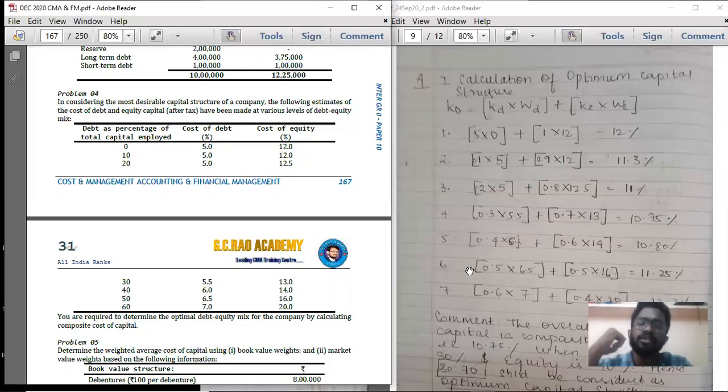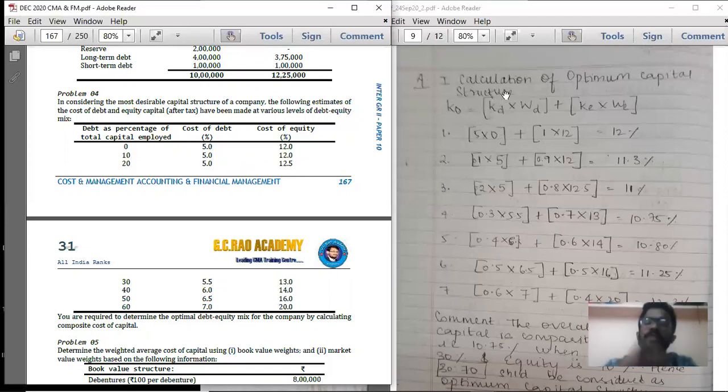KD means cost of debt, which is after tax cost of debt. You should always take after tax cost of debt. You should not take before tax cost of debt. If they have given before tax, deduct interest tax, that is, pre-tax cost of debt into 1 minus tax rate. Then you will get after tax cost of debt. But here they have given cost of debt directly after tax, so you don't have to do all those things.